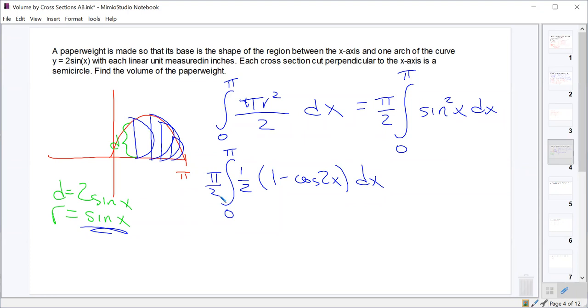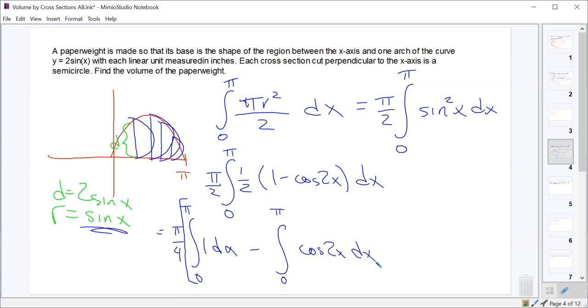Okay. So I'm going to do that. I'm going to pull the 1/2 out. 0 to pi. And I'm going to write this as 1 dx minus the integral 0 to pi of cosine 2x. That's separated into the 2 different integrals.